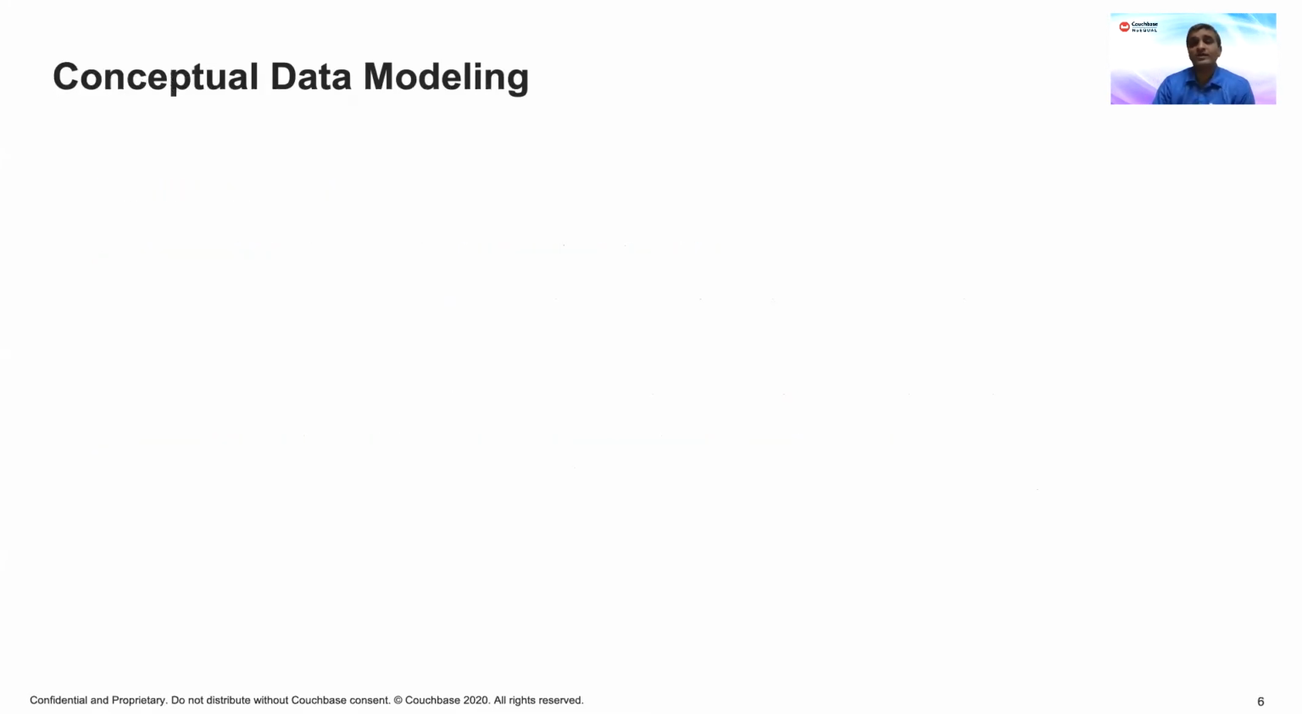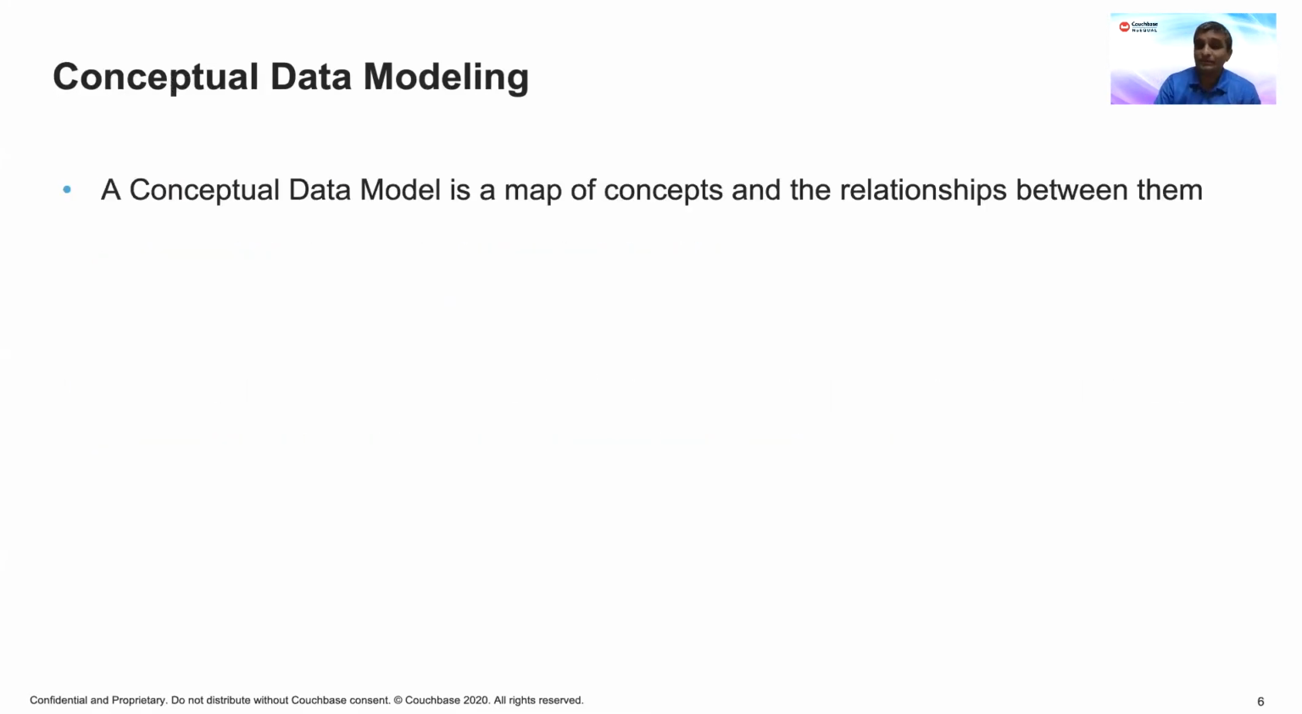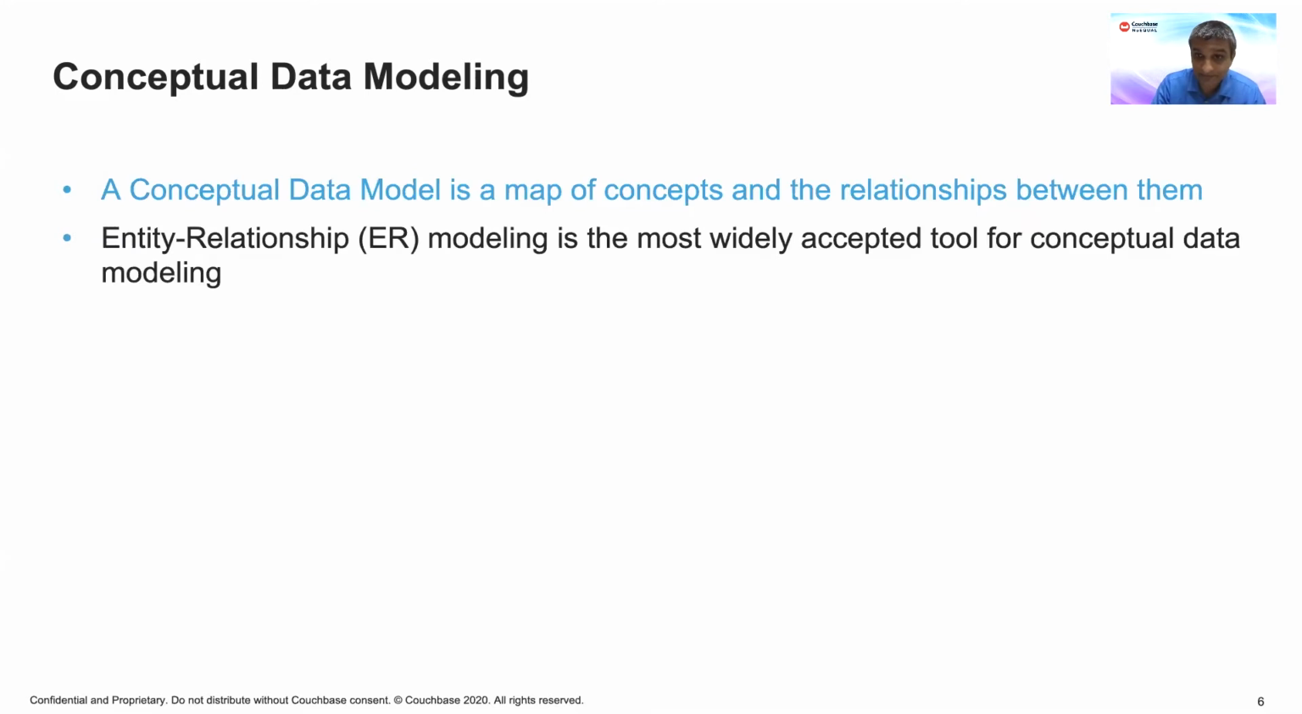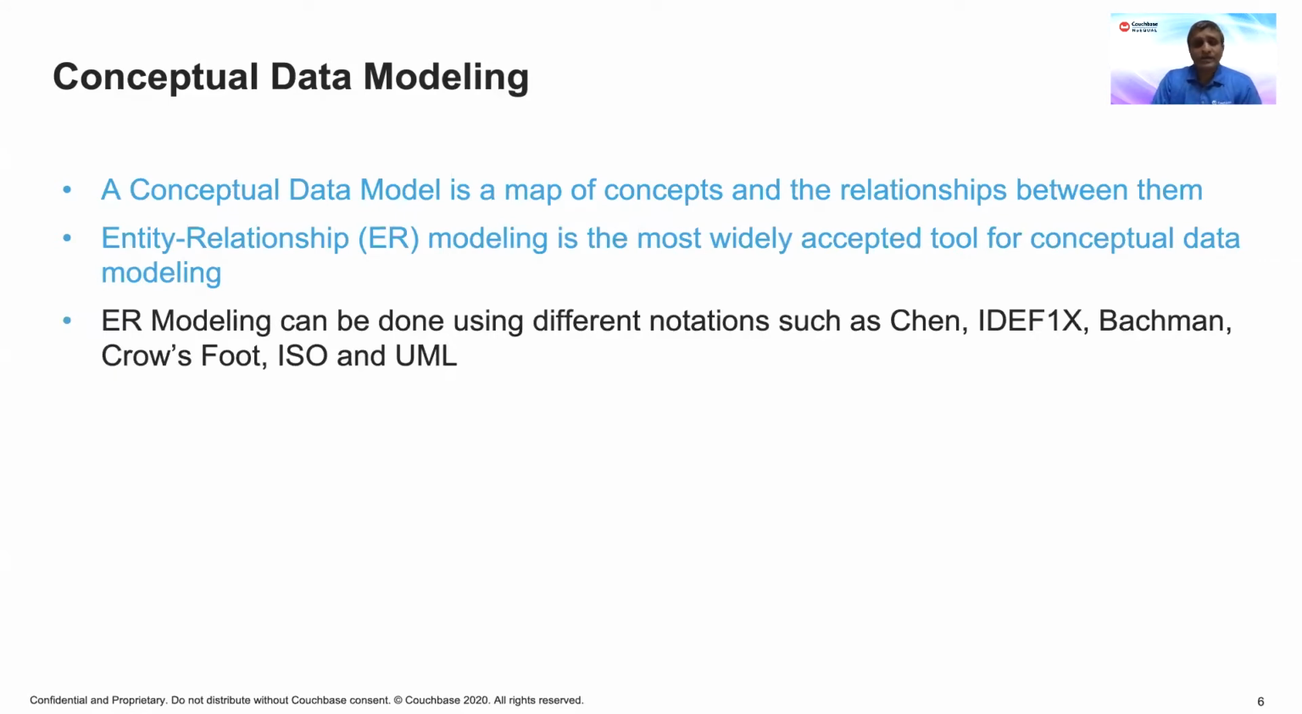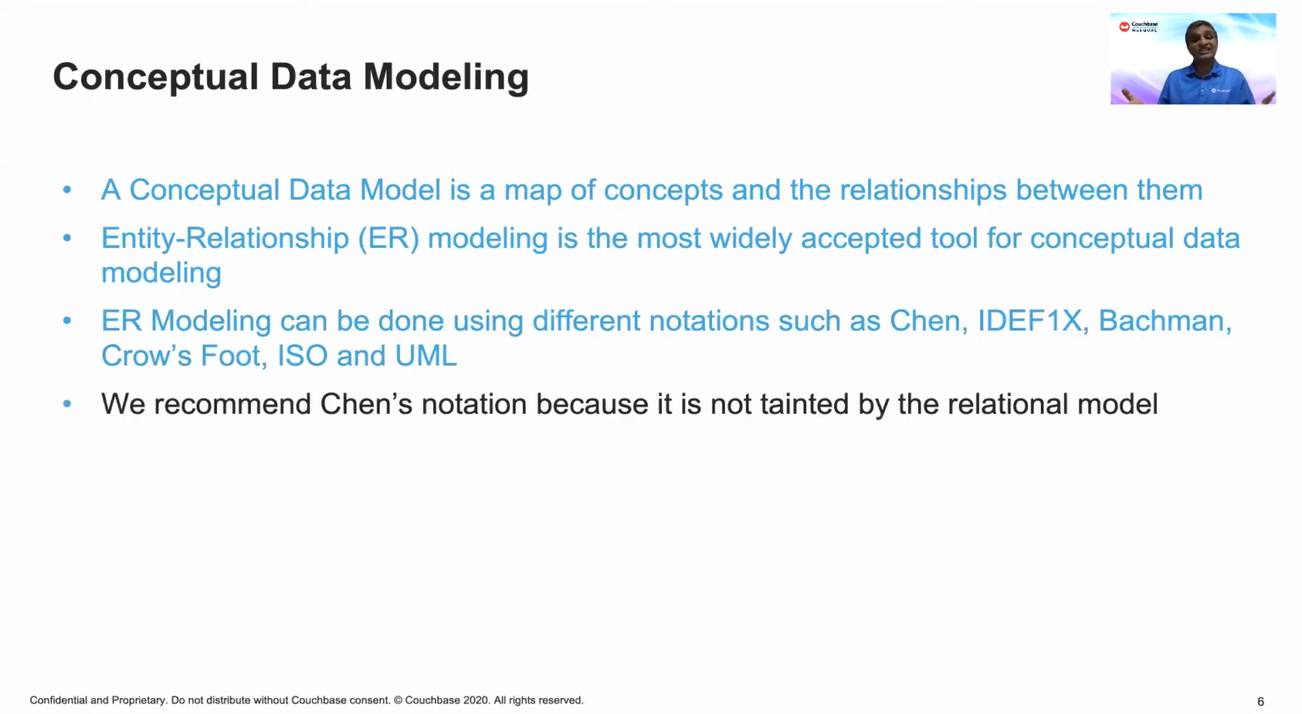So when you talk about the conceptual data model, like I told, it's a 10,000 feet overview of your data. You identify the entities and relationships between them, correct? And ER modeling is the most widely accepted tool for conceptual data modeling. ER modeling can be done using different notations, like Peter Chen's notation, Barker's model, Crow's foot model, ISO or UML. But we recommend Peter Chen's model because it's not tainted by the relational model.